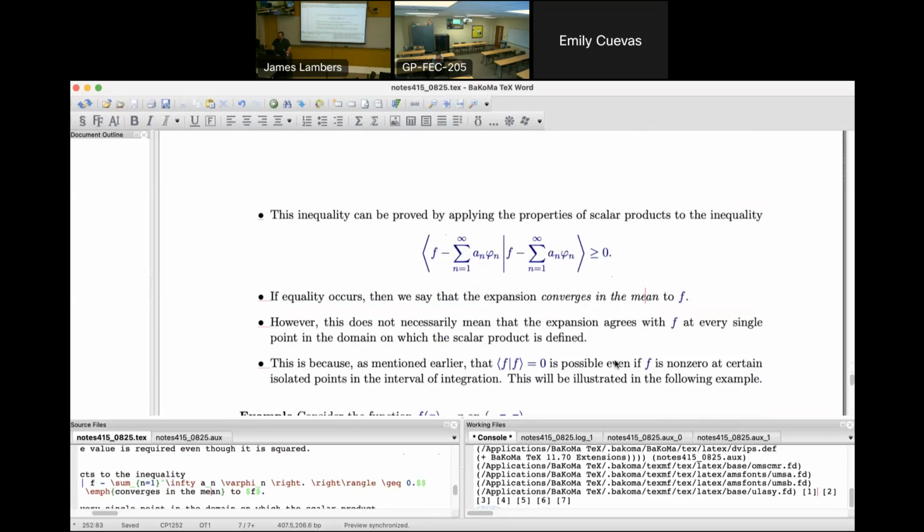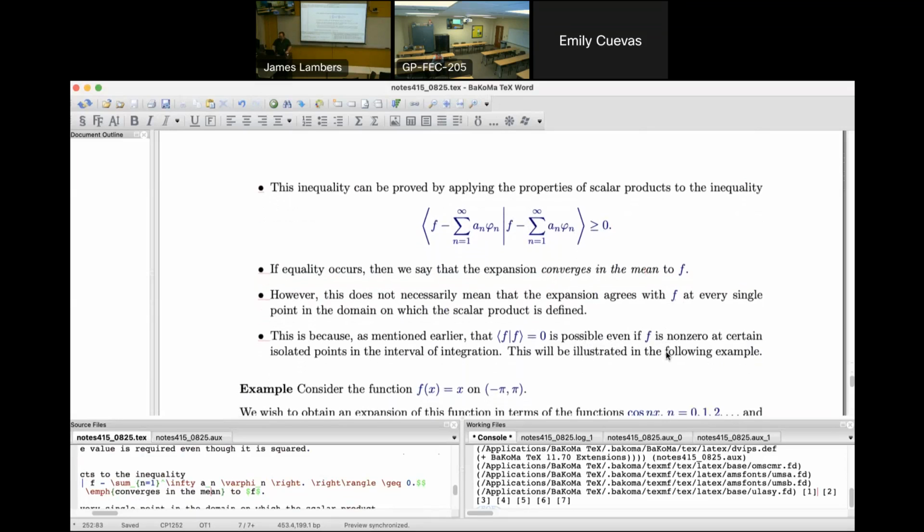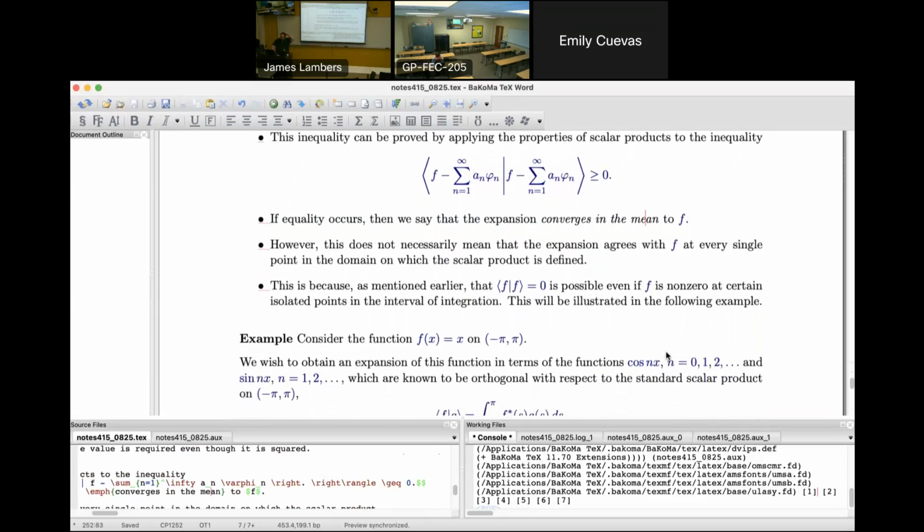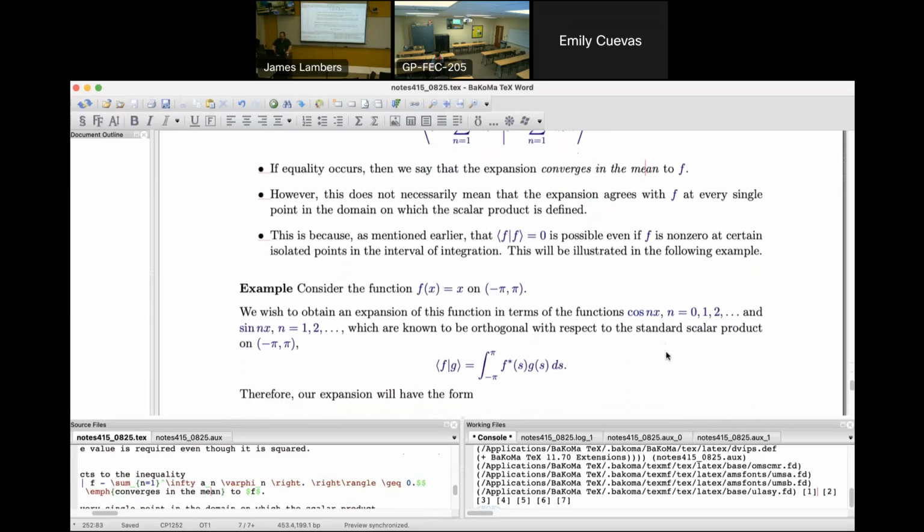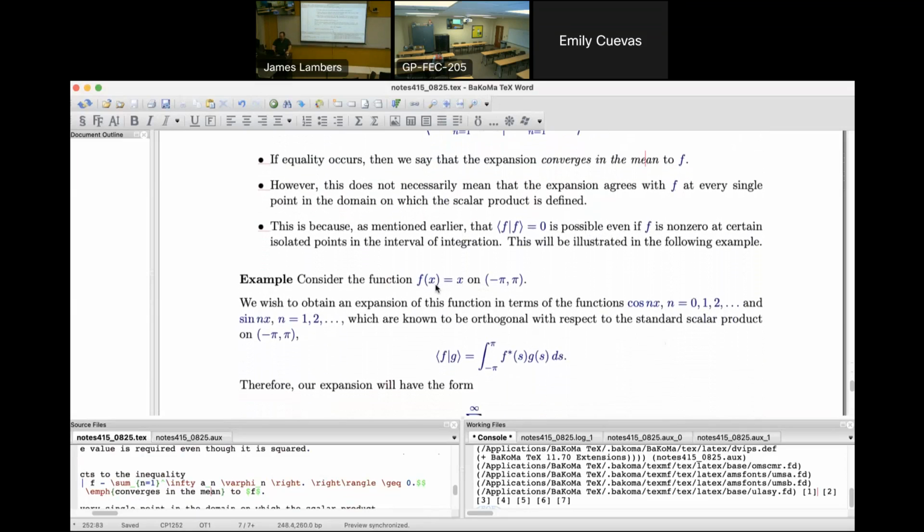But again, as I mentioned before, it may not agree at certain select points, like a set of measure 0, but generally it will agree in that case. And now I'll give an example of that. So here's a function f(x) equals x, and we're working on the interval minus pi to pi. And I want to express this function in terms of sines and cosines.